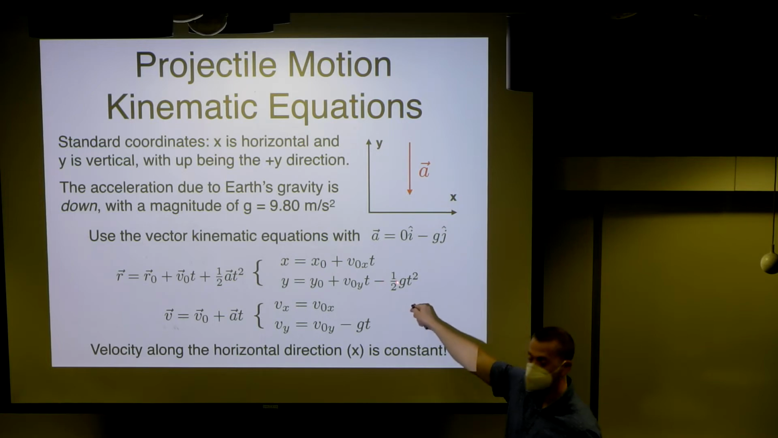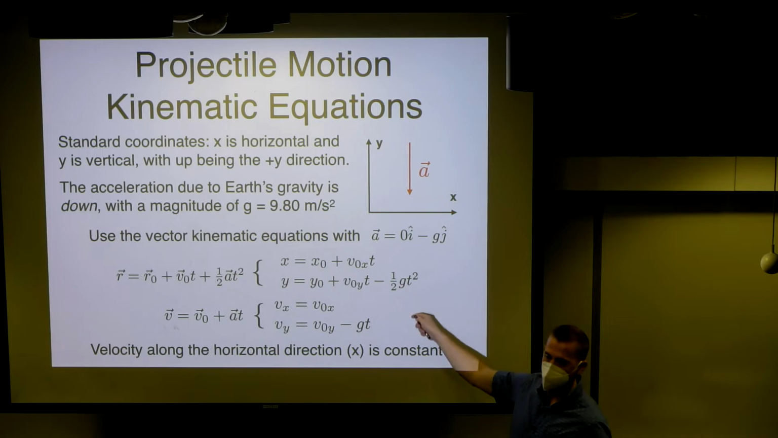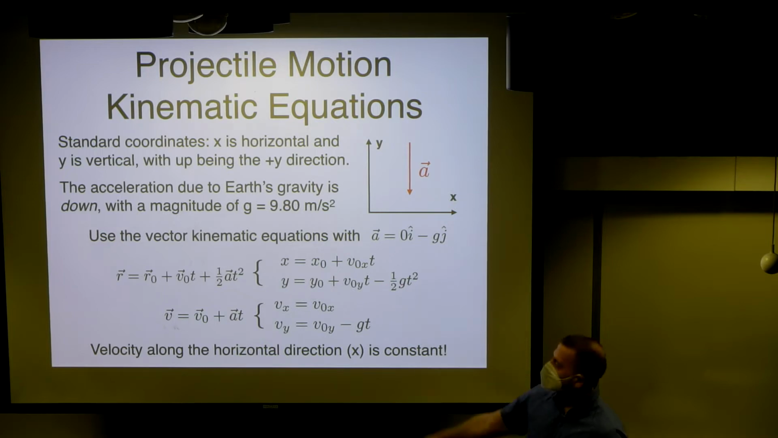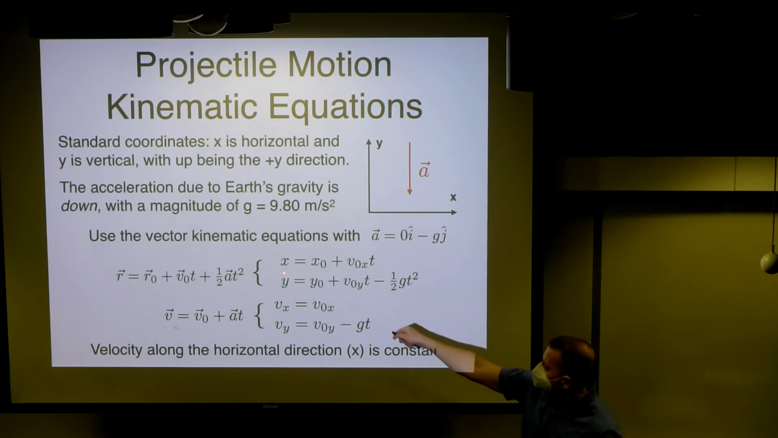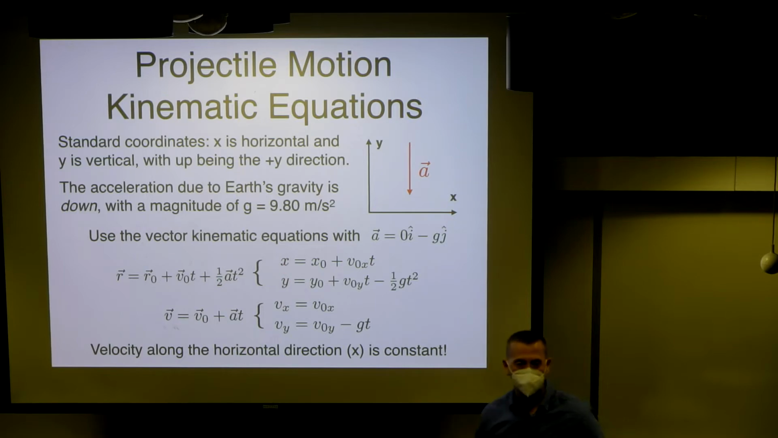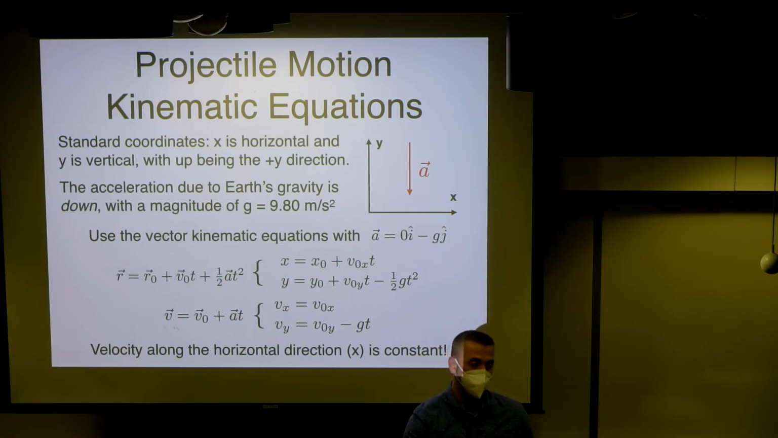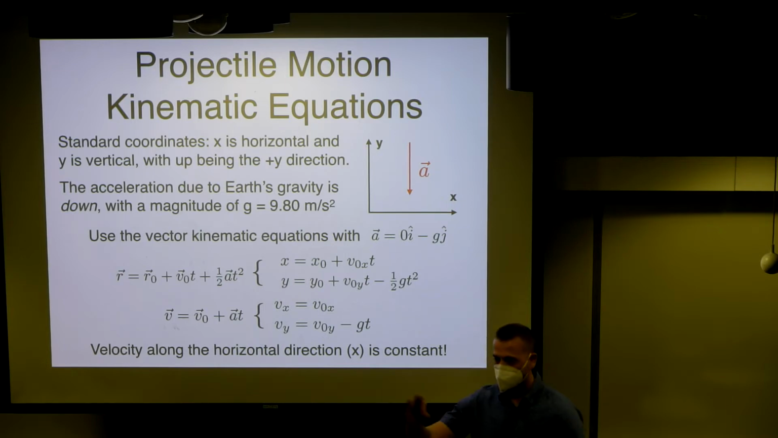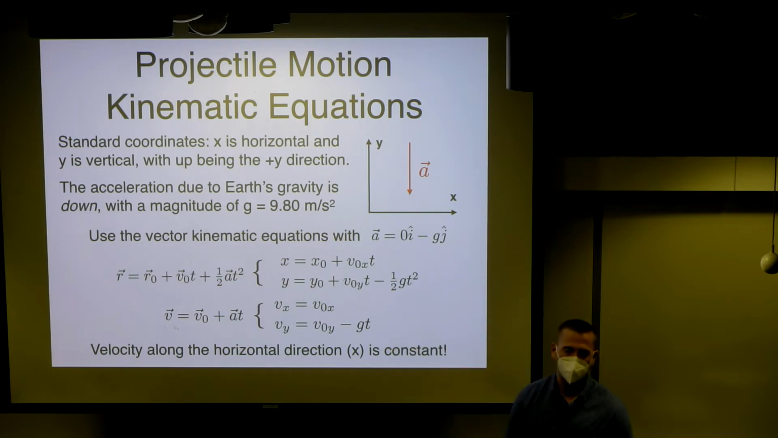It's minus g. So this last term becomes minus 1/2 gt squared. So what do these equations tell us? They tell us what the x and the y positions of a projectile will be at any moment in time. So if you know how the projectile was launched into the air, you know what starting velocity it had, and you know where it started off, you can predict where it's going to be any time later. That's what this is for.